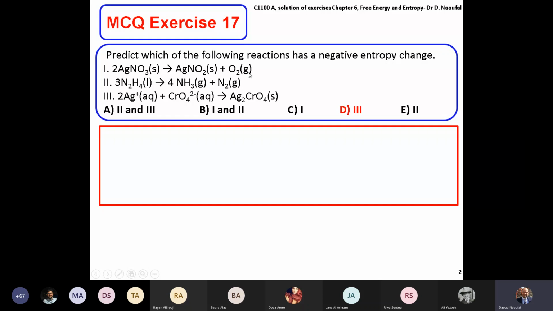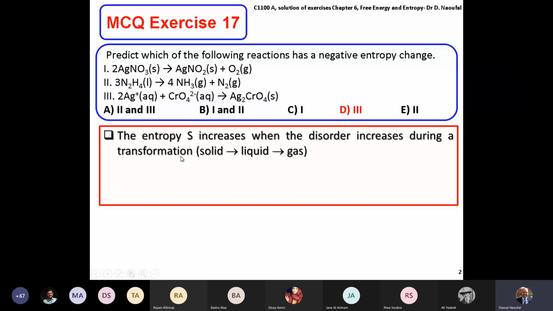In reaction 1, we have formation of gas from solid. In reaction 2, we have formation of gas from liquids. In reaction 3, we have formation of solid from ions. So first of all, we have to know that the entropy increases when the disorder of the system increases during a transformation. The increasing order of the entropy is solid less than liquid, less than gas.